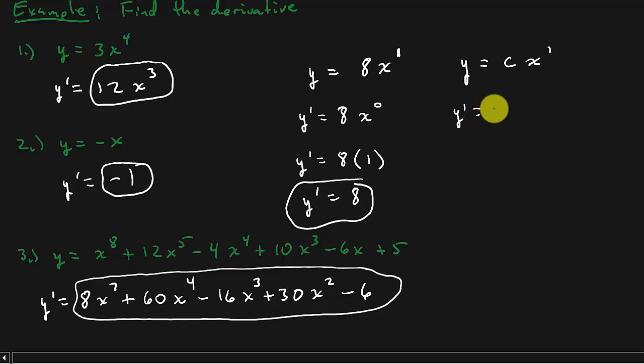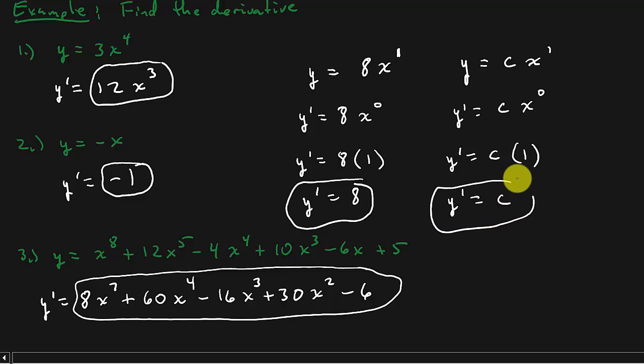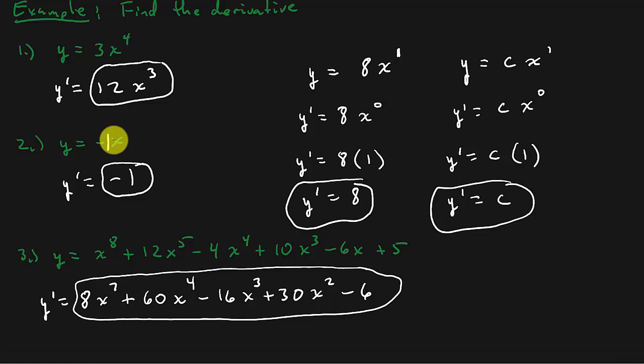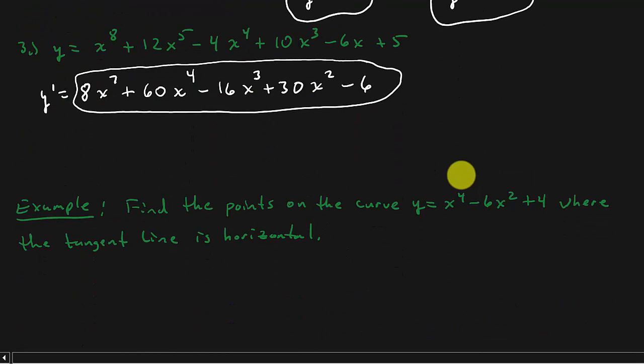This is to the first. 1 times c is c. That's x. Subtract 1, 0. And so y prime is c times x to the 0, which is 1. And so y prime is c. See that? And so that's where this negative 1 came from, because isn't that understood to be negative 1x? So your derivative is negative 1. All right? So I hope all this is making sense.